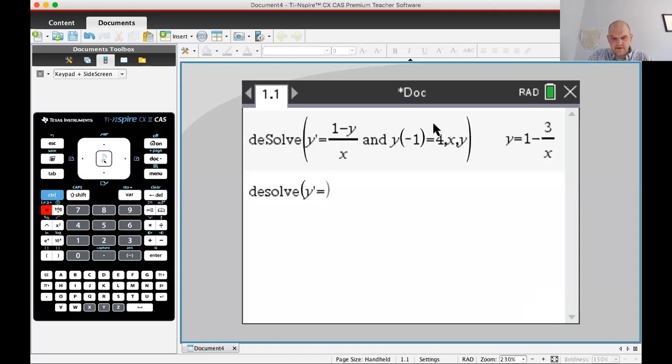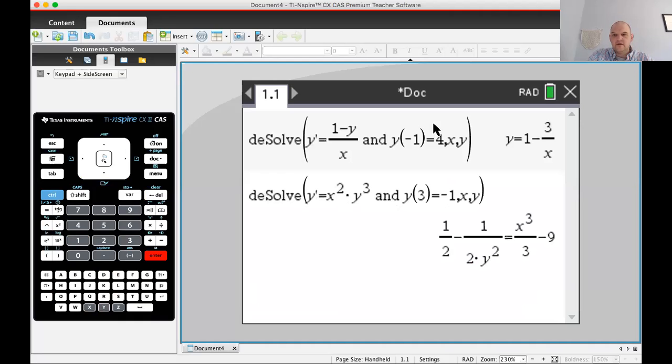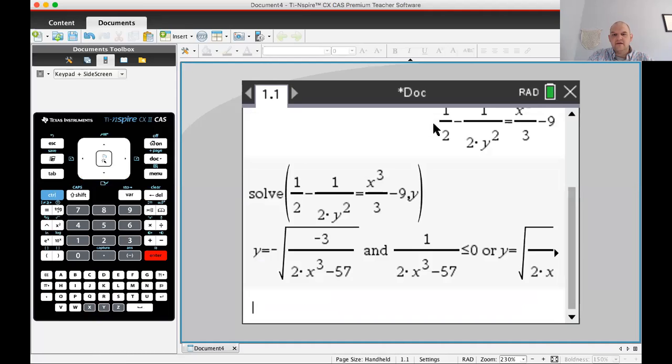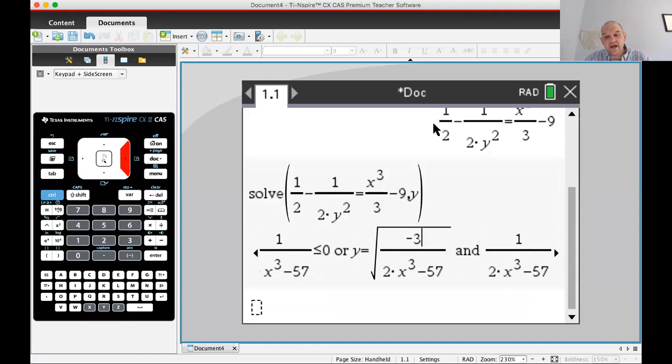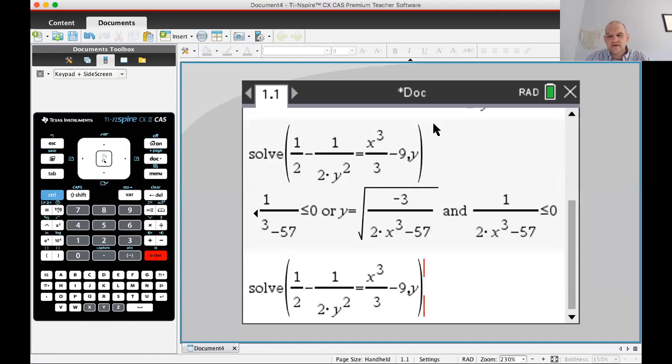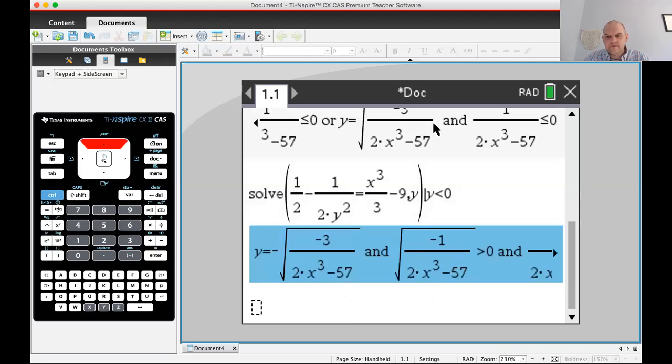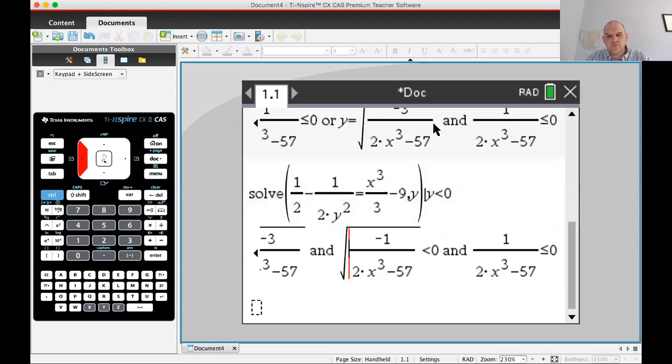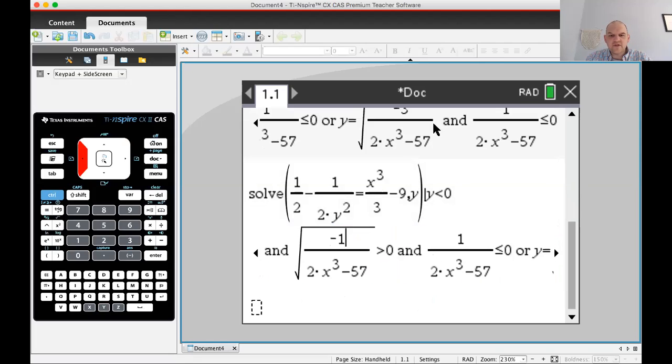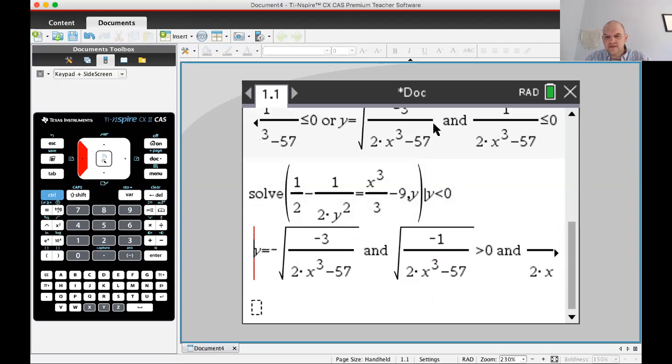y prime equals x squared y cubed. And should we do and? And y of 3 is -1, comma x, comma y. Oh man, let's try to solve that for y. Okay, so it gave me either the positive or the negative. Can I stipulate, let's do such that y is less than 0 and see if, no, you really can't. Like it won't do that. Okay, but the one that we wanted, holy cow, there's a lot going on there.